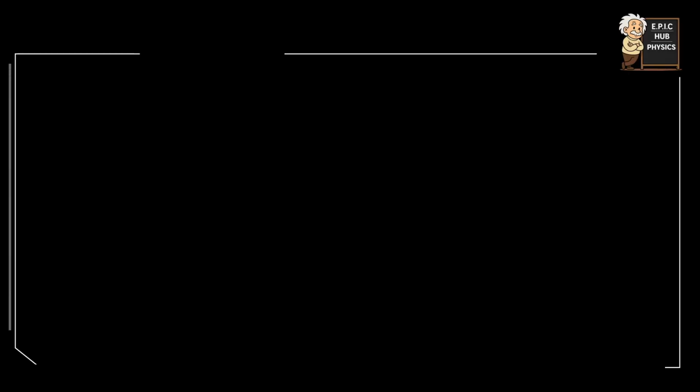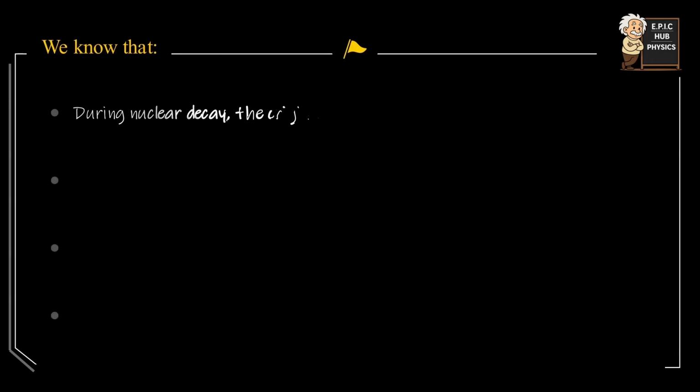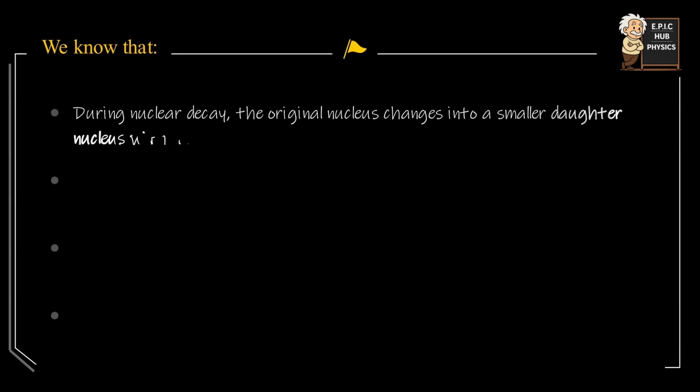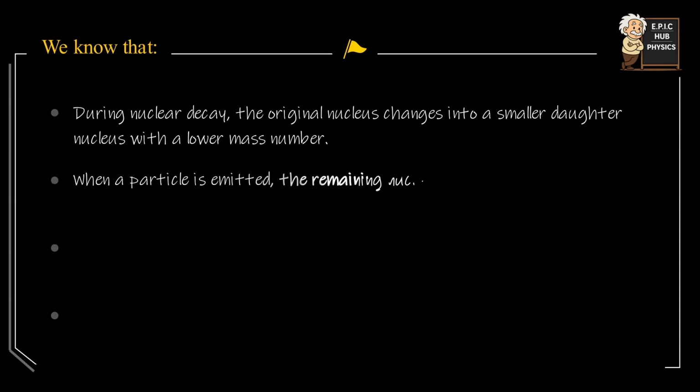This question tests our understanding of conservation of momentum in nuclear decay processes. So what do we know? We know that during nuclear decay, the original nucleus transforms into a smaller daughter nucleus with a lower mass number. When a particle is emitted from the nucleus, the remaining nucleus recoils in the opposite direction. This happens so that momentum is conserved.